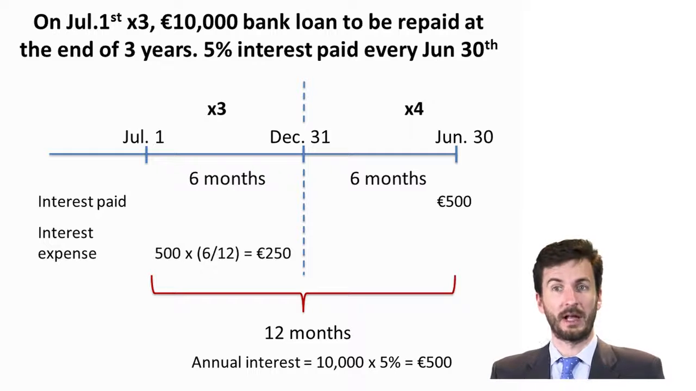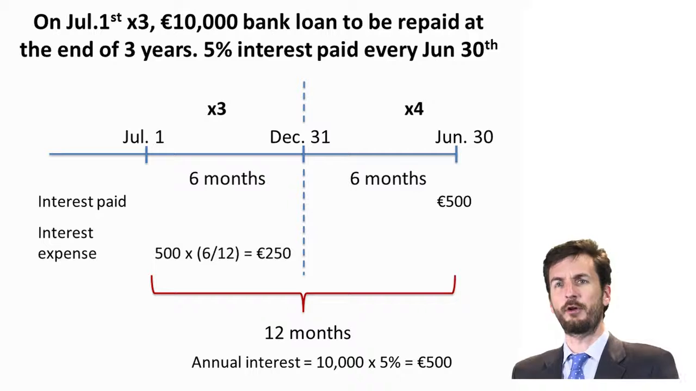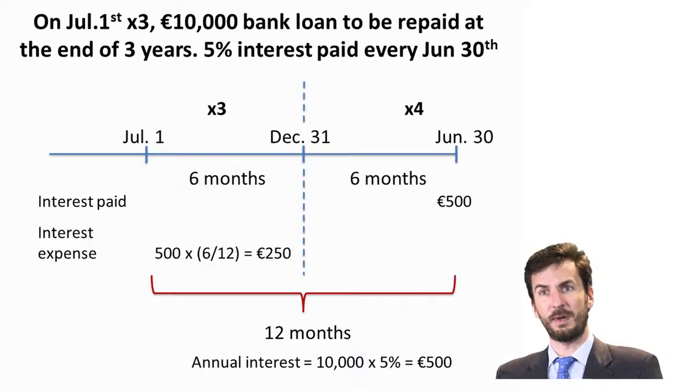Well, because of accrual accounting, we should recognize that we have been using the loan for 6 months. Therefore, we have to accrue the interest expense for 6 months, and we have an obligation to pay that.